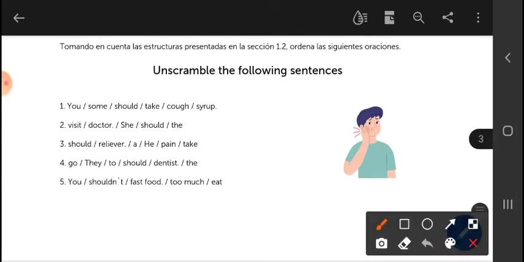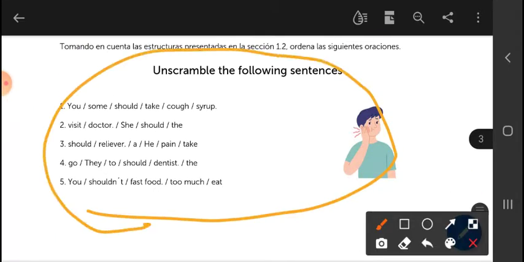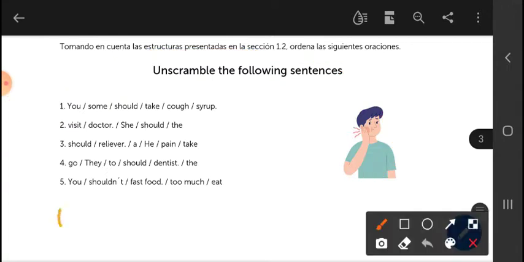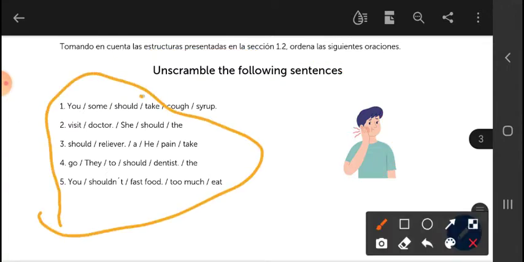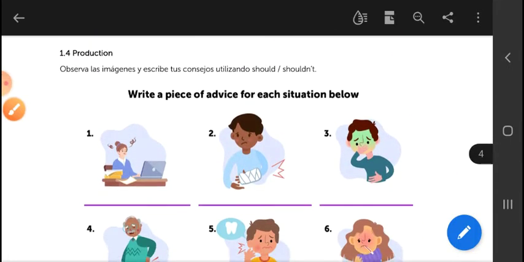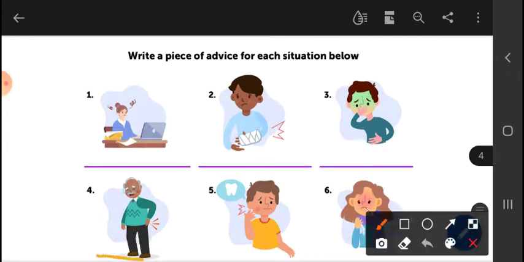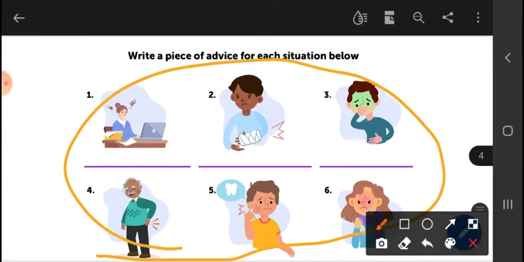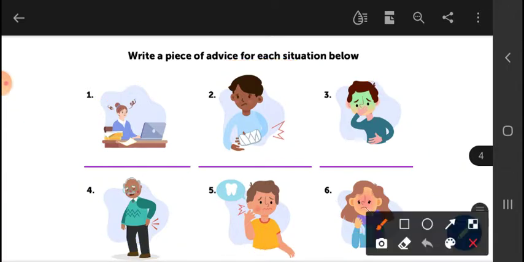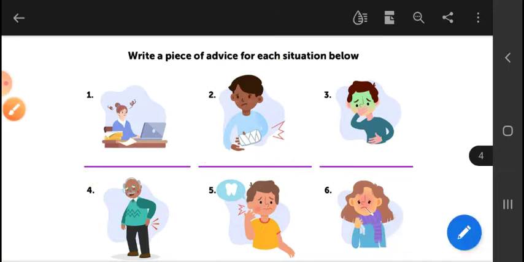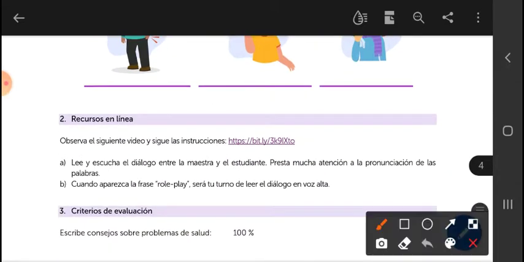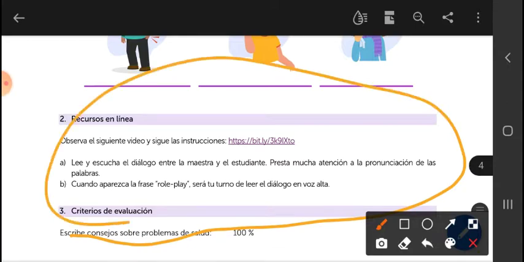Okay. After that we have a practice and scramble the following sentences. If you pay attention to these sentences, they are disorganized, so you have to put them in order, okay? After that, we have more pictures here. And you have to give advice for each situation depicted in the pictures, yes? You have to give advice, ofrecer sugerencias, suggestions to each situation that you see over here. After that, we are advised to watch a video. Se nos pide que veamos un video. We are going to watch it, yes.